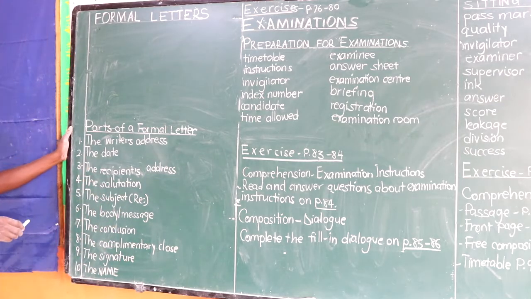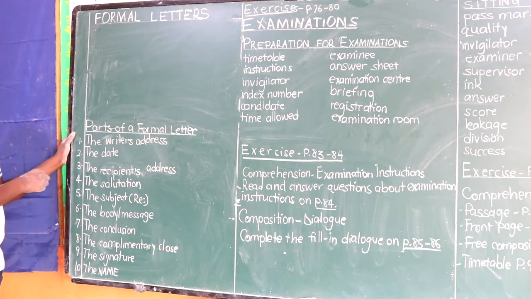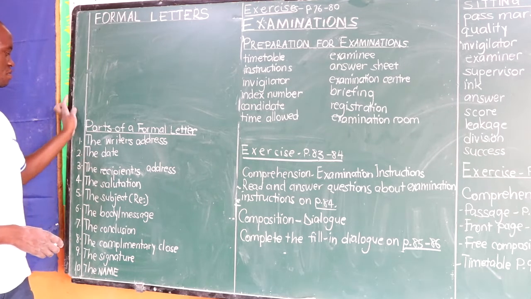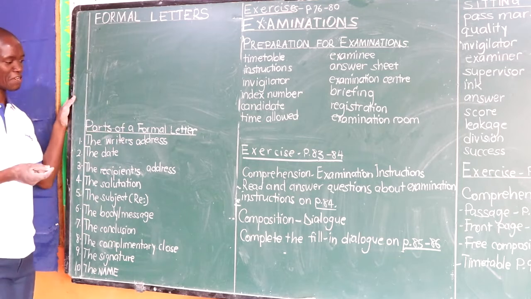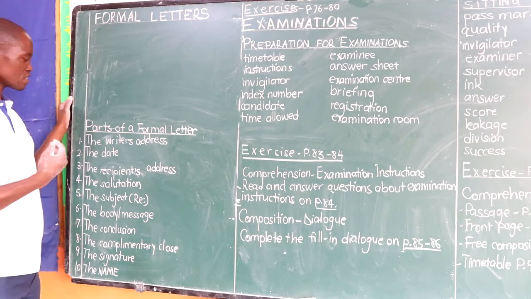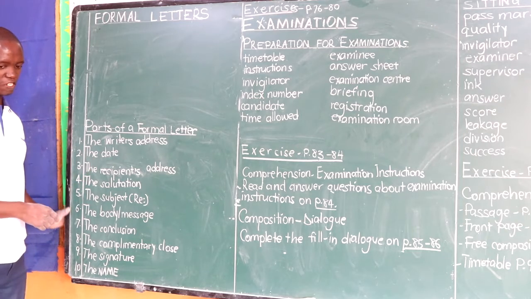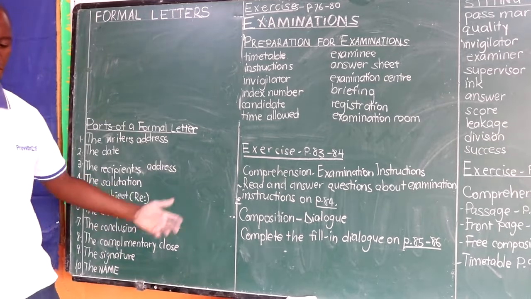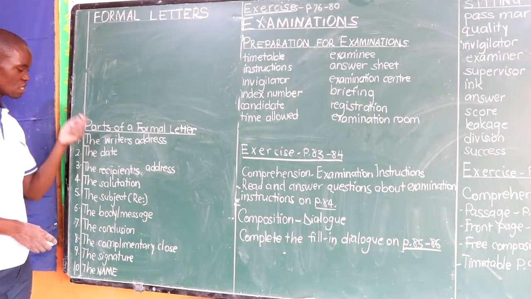So we have the different parts of a formal letter or an official letter. We begin with the writer's address, which we looked at when we were looking at informal letters last week. We have the writer's address, we have the date. From the writer's address, you skip a line. In other words, skip one line. Then after skipping that one line, you write the date. We saw how to write the date in informal letters, so that date should not be different from the date I'm talking about here.